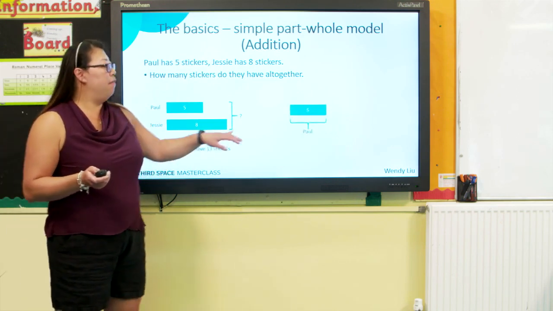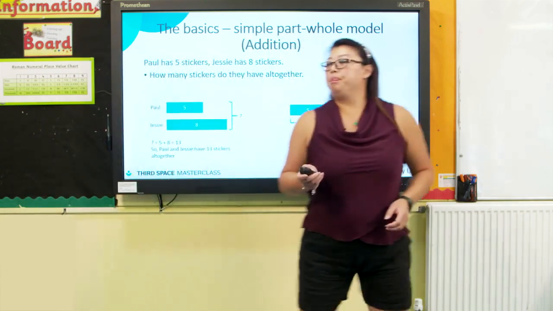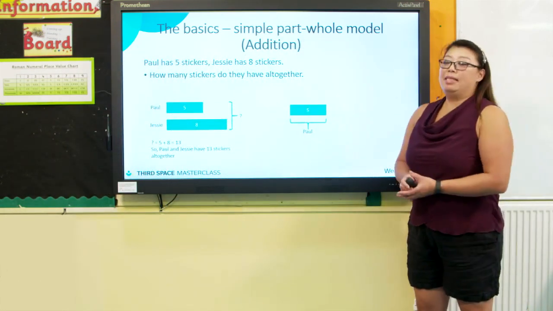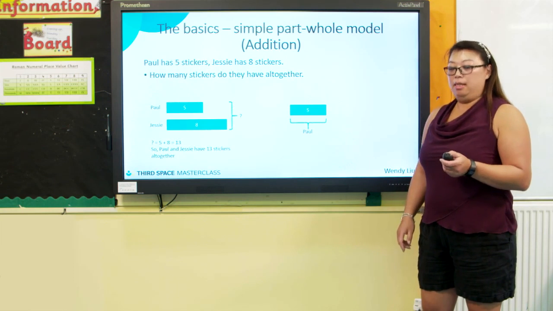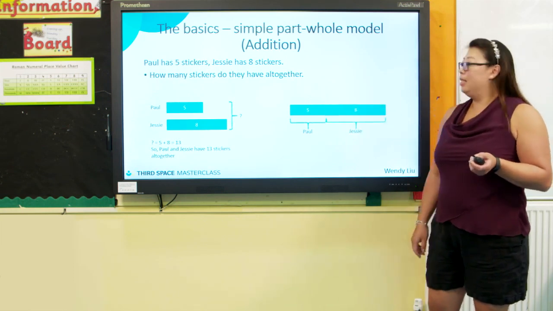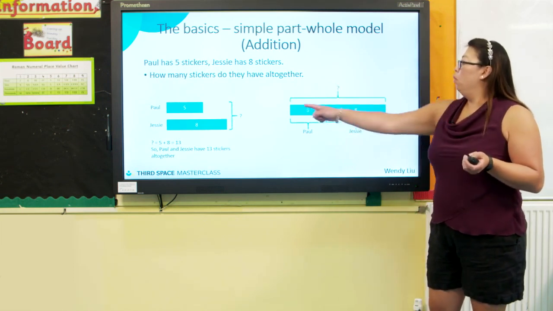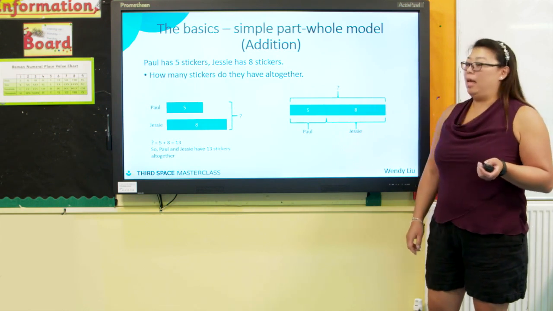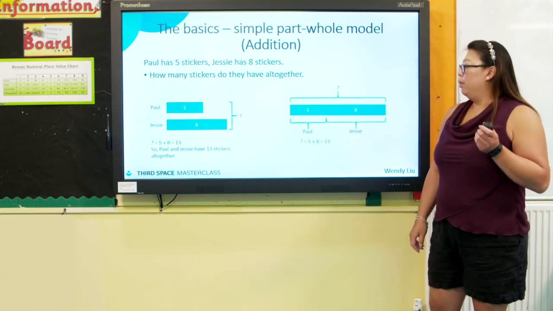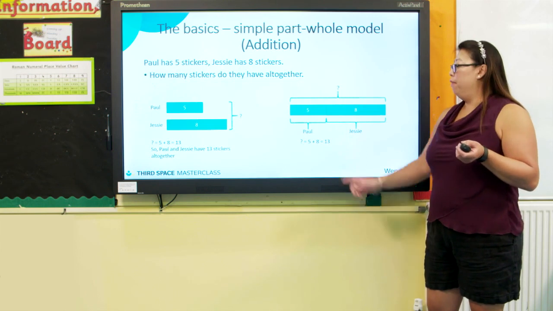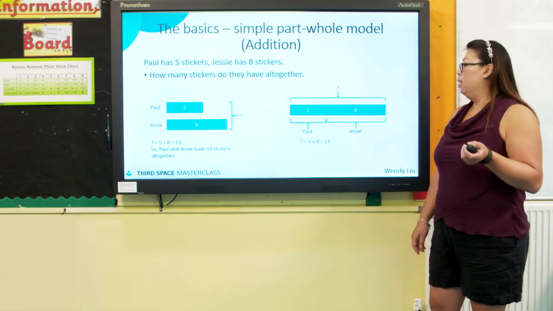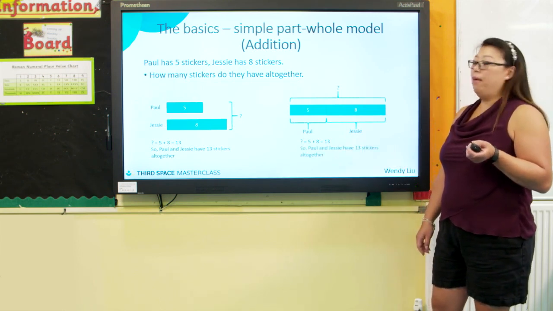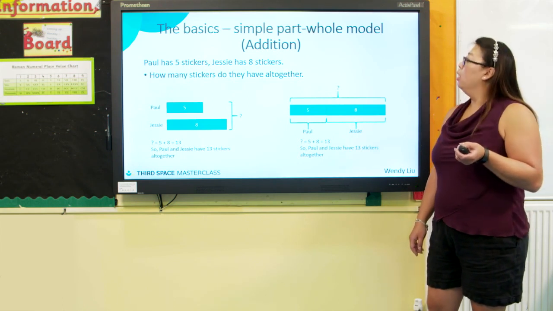Okay, another version over here. So, in the same way, Paul has 5 stickers. Jessie has 8 stickers. Altogether, how many stickers do they have? So again, it's the same equation. 5 plus 8 is 13. So therefore, Paul and Jessie have 13 stickers altogether.